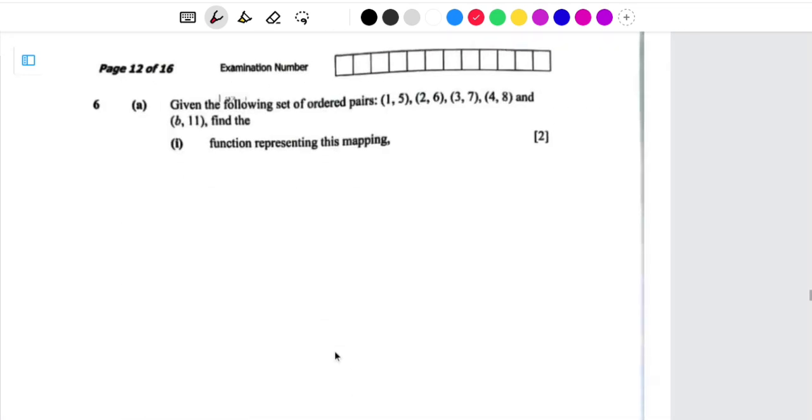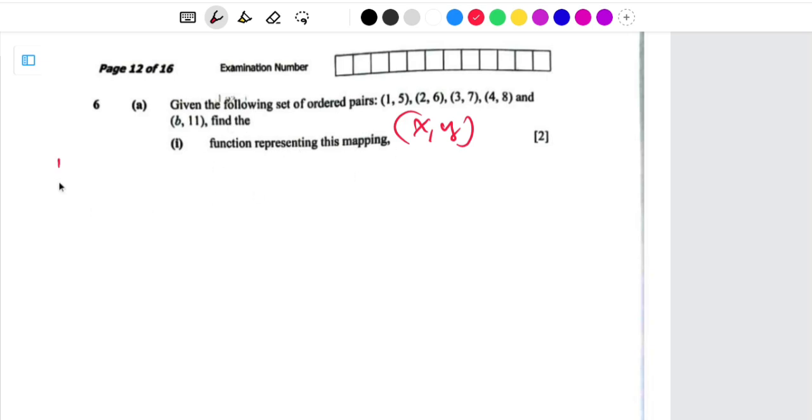Question 6. Given the following set of ordered pairs, so we have these coordinates here. Also have this one which is B, 11, so you just have to go through this one here. 1, 5, 2, 6, 3, 7, 4, 8, and B, 11. Remember, the coordinates are in the form of x, y. So we have to find the function representing this mapping.